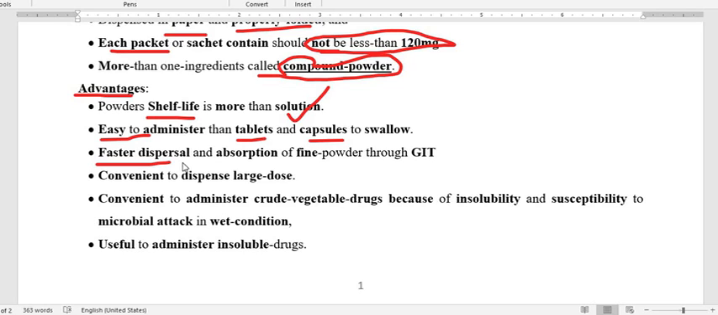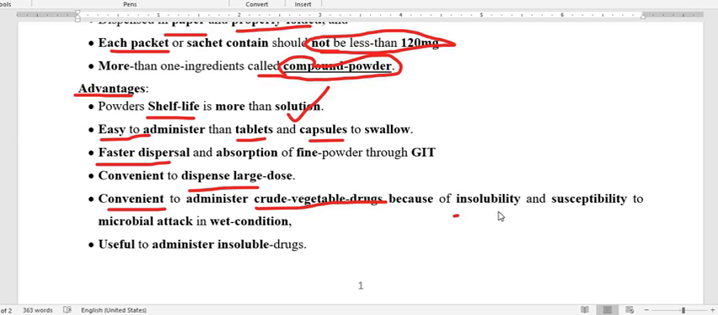and therefore the absorption is more or faster. The dosage is convenient to dispense in large doses. So this is very, very important, and it is also convenient to administer crude vegetable drugs. When you dry the vegetable and make it into powder, it is easy to administer this crude vegetable form. And why are we doing this by powder?